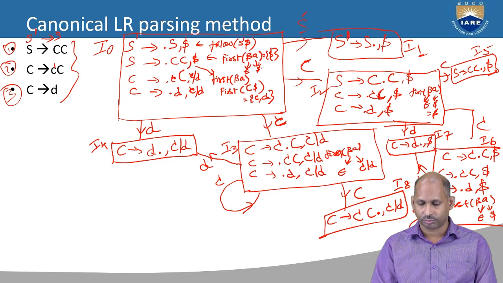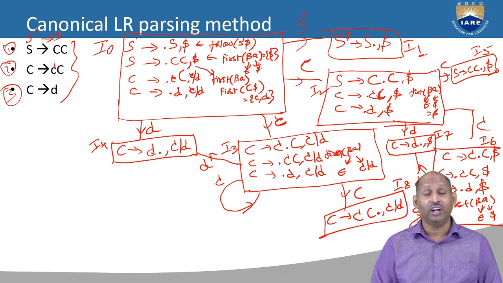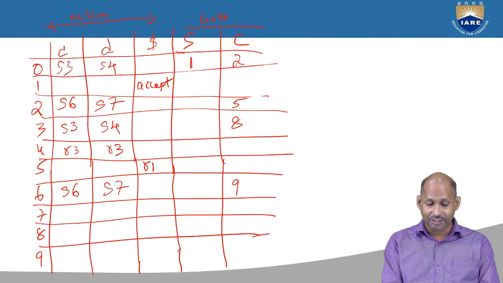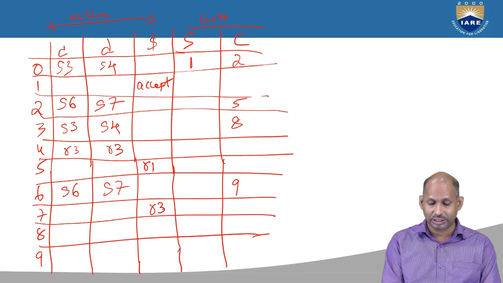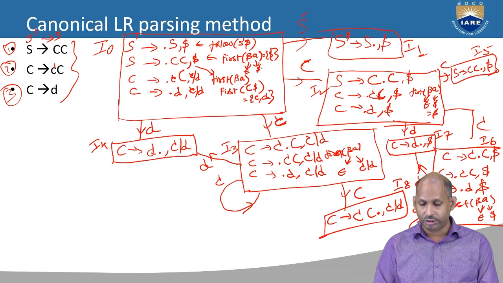Now, I7 state. What is I7 state? Dot at the end. But what is the production number? Third production. What is the locate symbol? Dollar sign. So, seventh state, in locate symbol dollar, we write reduce production number 3. Okay, is it clear?